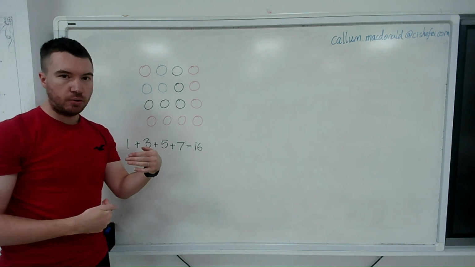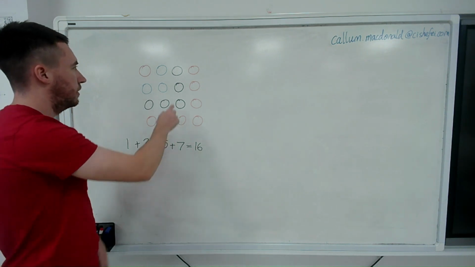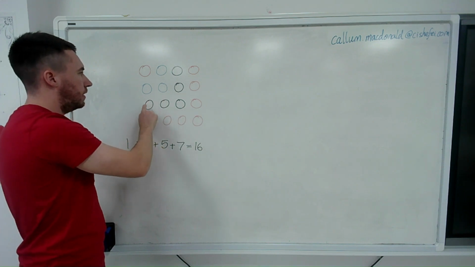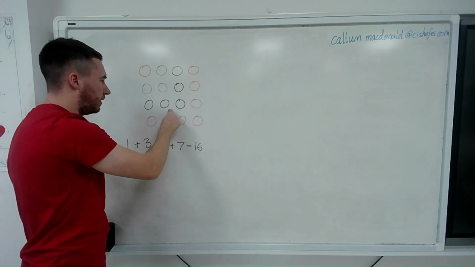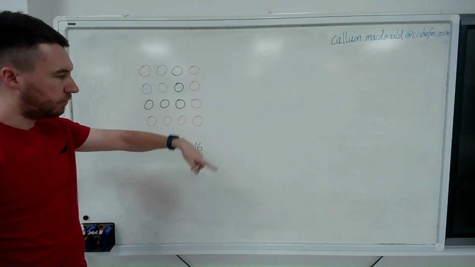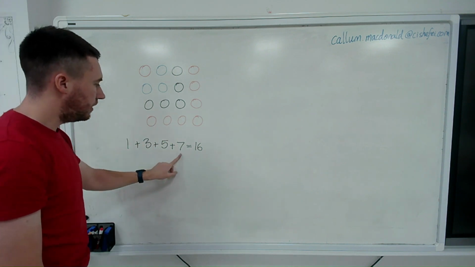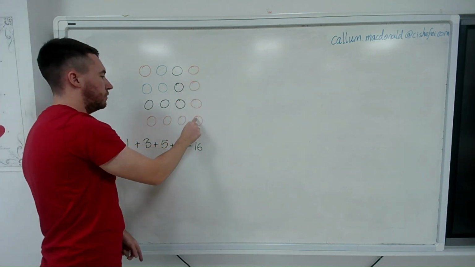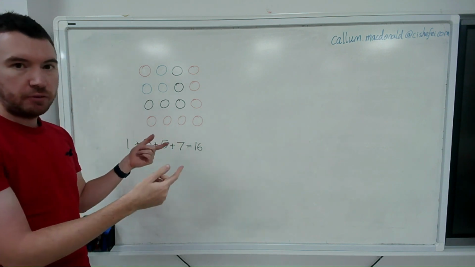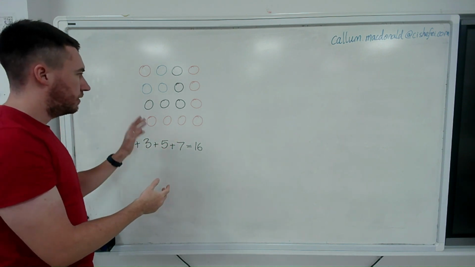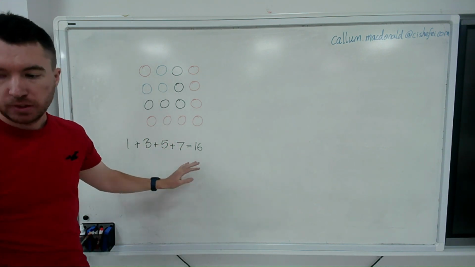Then you add the next odd number, which is 5 black ones, and you have formed a 3 by 3 square. It's 3 long and 3 high. Then you add the next one, which is 7. 1, 2, 3, 4, 5, 6, 7, and you formed a 4 by 4, which is 16 total circles.